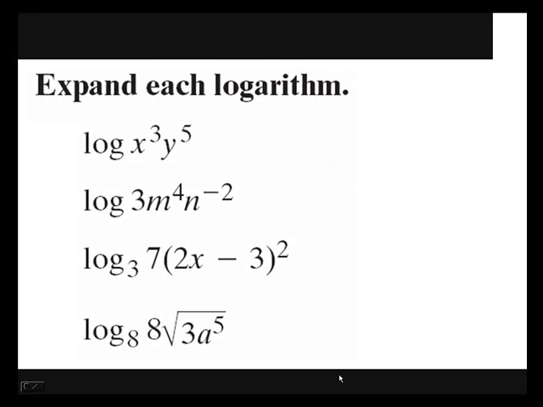Pause the video, give these a try. Now this, oh, wait a minute. You're expanding this time, so you're going the other way. You've got a single log, you're going to write this as multiple logs. You're going to expand it out.